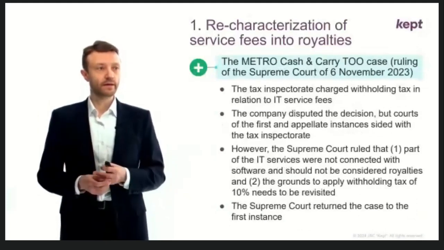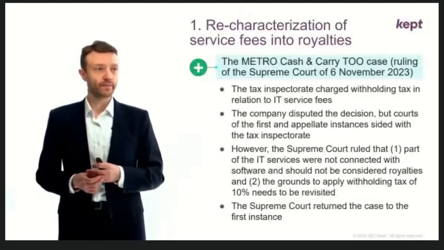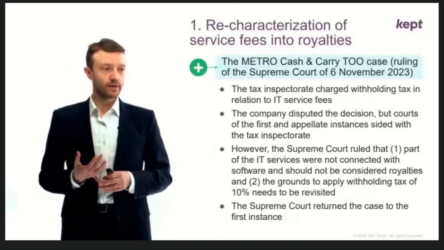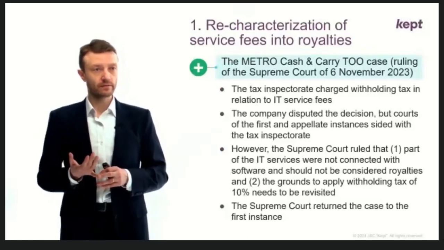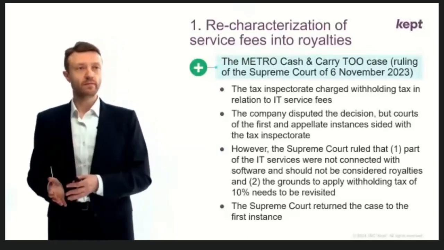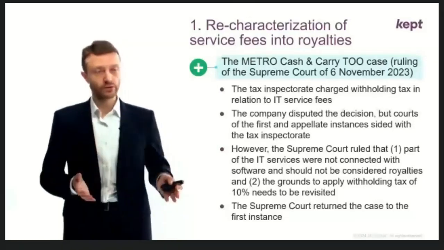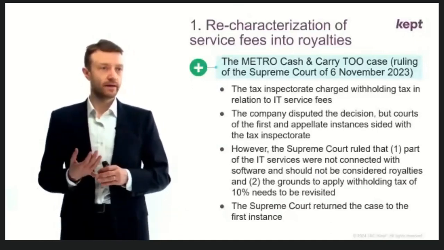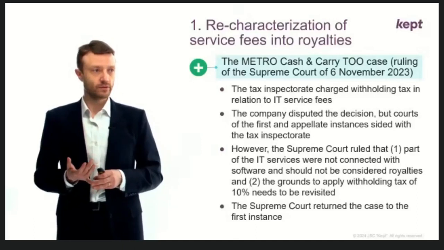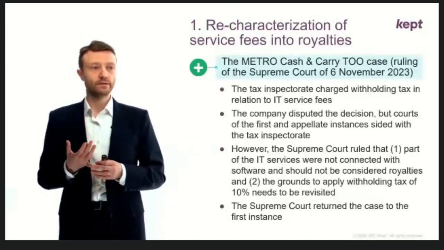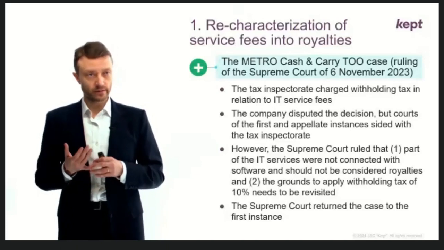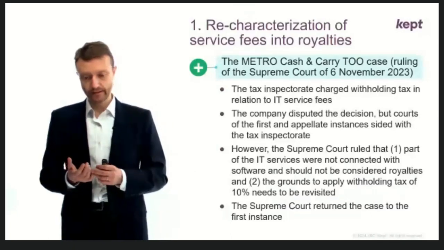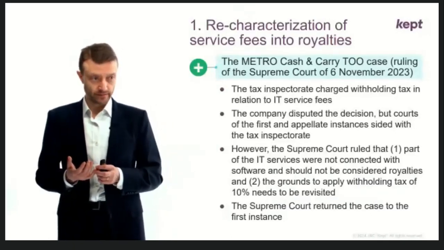And in another case, which is similar, but where the decision was returned to the first instance with comments that, first of all, a distinction needs to be made between some part of IT services which are genuine services and some parts of the remuneration which can still be qualified as royalties. And this is a good comment from the Supreme Court. Not as good was that the Supreme Court said that the grounds for applying the 10% withholding tax rate need to be revisited.